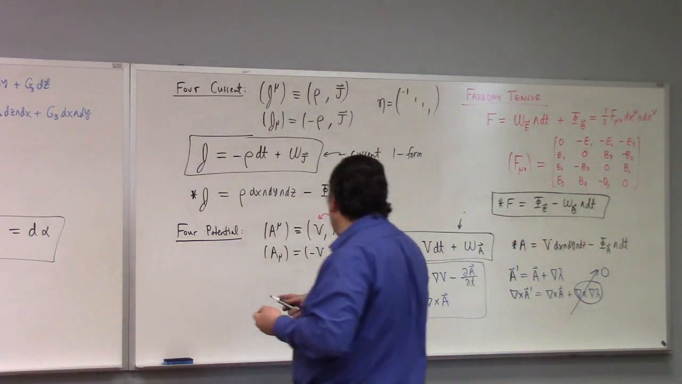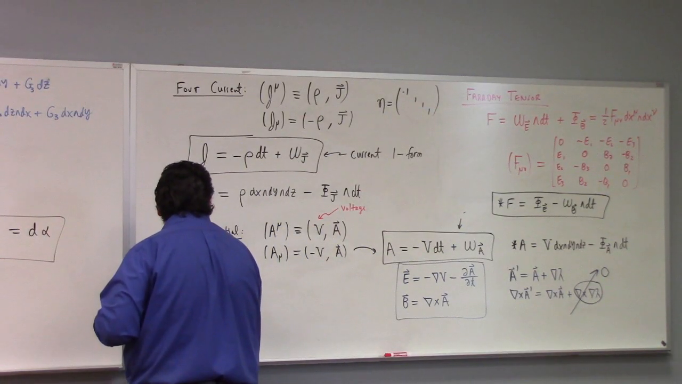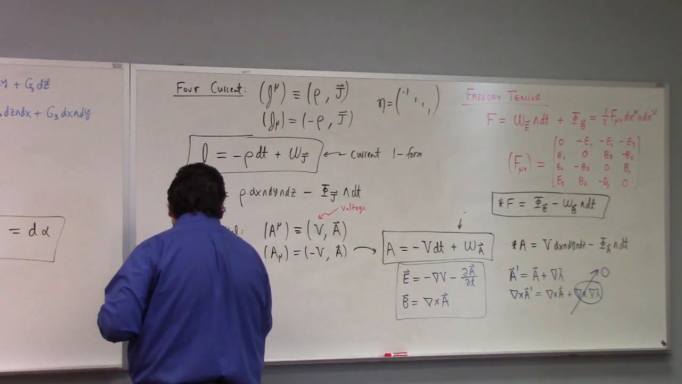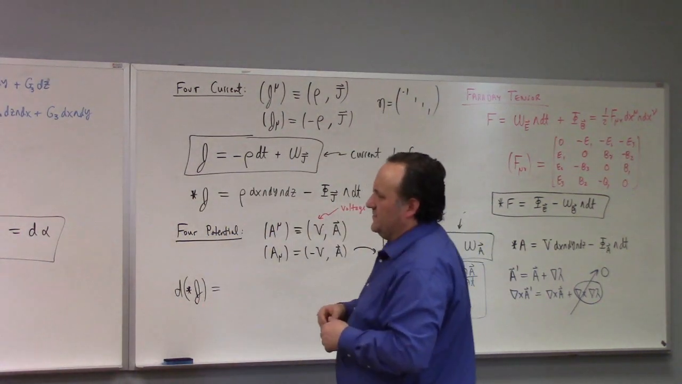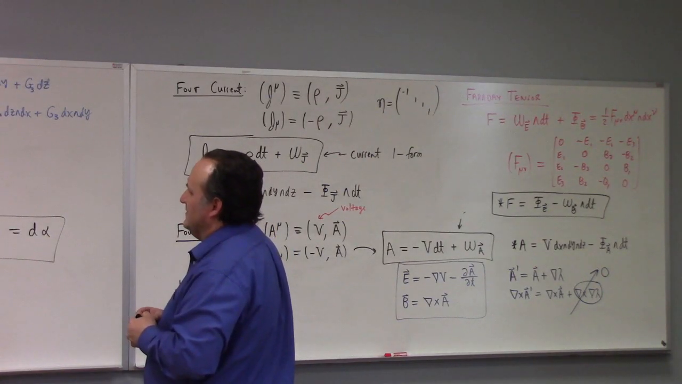If we calculate the exterior derivative of the Hodge dual of J, what do we get? Let me try to find a better spot to work. I hate to erase the middle board, but I probably should.